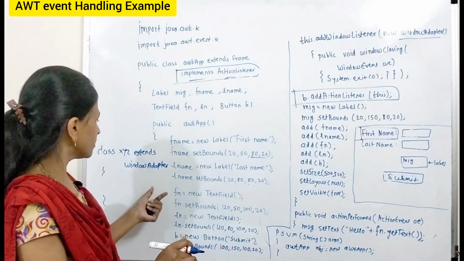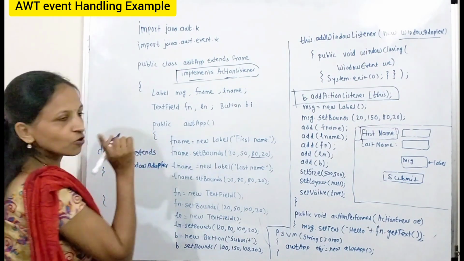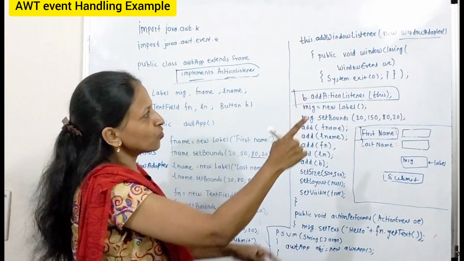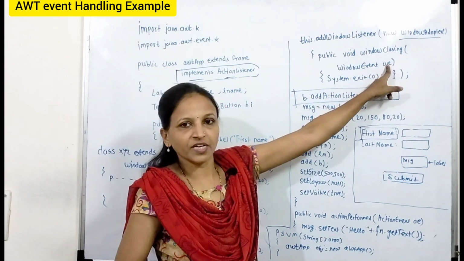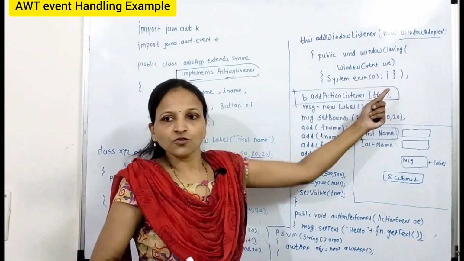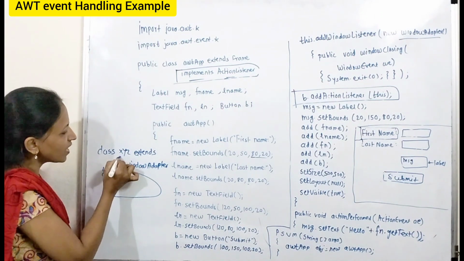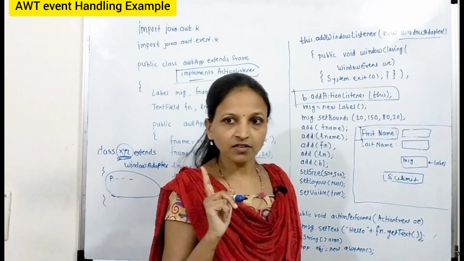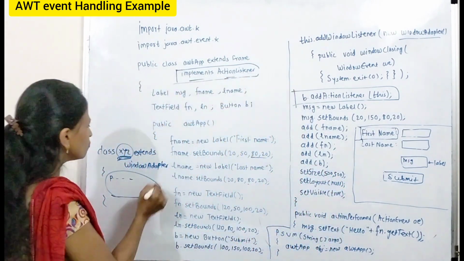Now here I want to execute that method, see, windowClosing. Now here I will write: public void windowClosing(WindowEvent we). This is the argument. System.exit(0). Here I will write all the code. Okay, now I will pass an object of this xyz here. Getting? That is allowed.